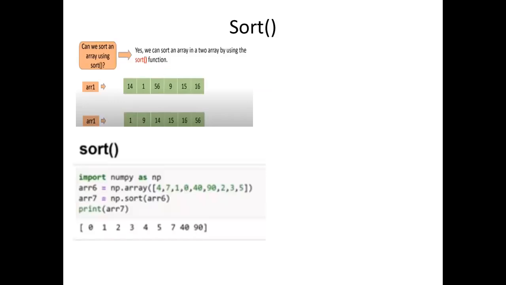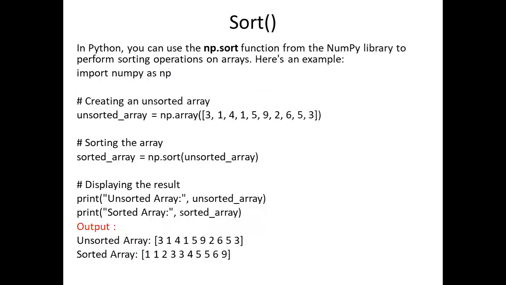Now we can sort the array using the sort function. Okay, np dot, so create the array elements and use the sort function. Then you will get the sorted numbers. So you can use the np.sort function from the NumPy library to perform the sorting operation on the array. Okay, this is the example given.